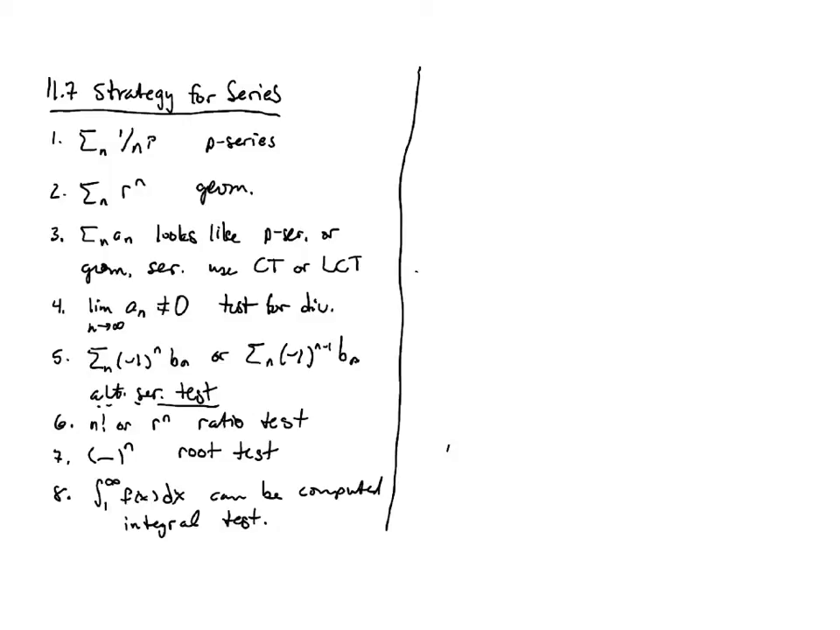For instance, if we want to look at the summation of (-1)^n over n squared plus 2, you see here the power of -1 occurring inside the sum. So (-1)^n tells you that you want to use the alternating series test, which I'll abbreviate as AST.